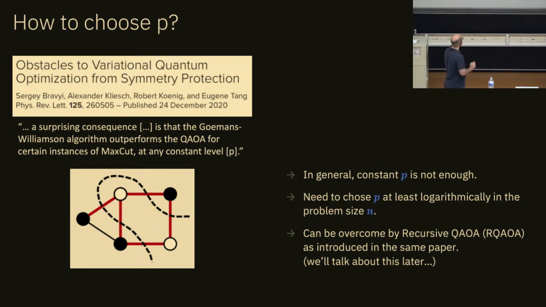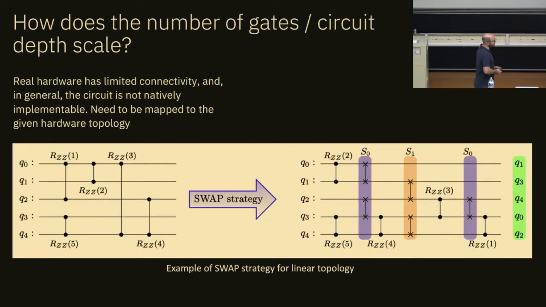Okay, the second question is, how does the number of gates and the circuit depth scale? Here we need to consider the limited connectivity of the hardware. This is very, very important because that adds quite some overhead. And this is illustrated here. Let's suppose this is our QAOA circuit, which only focuses on the 2-qubit gates and skips all the single-qubit gates, and this is for one layer. And if we assume we have a linear connectivity, so we can only entangle nearest neighbors, then we need to apply some swap strategy to implement that.